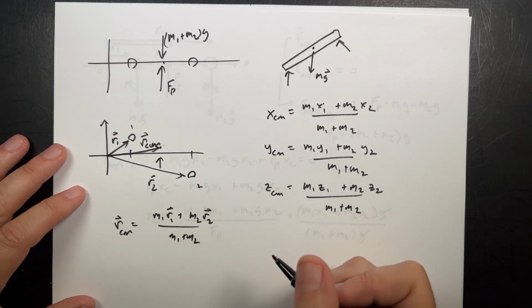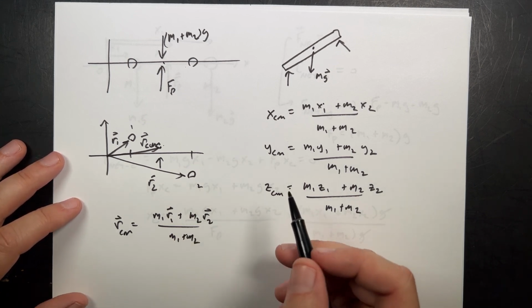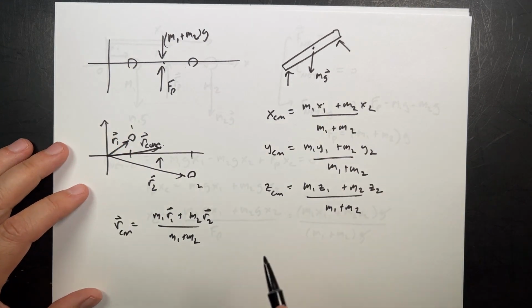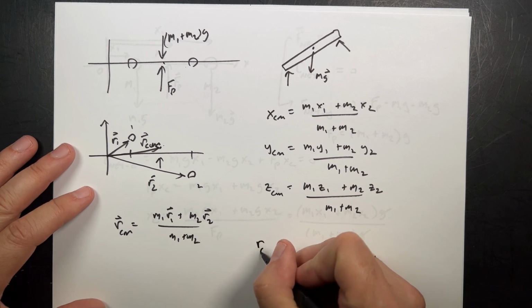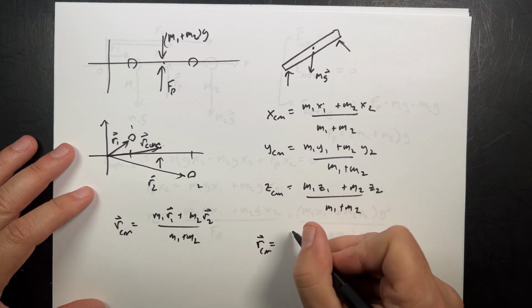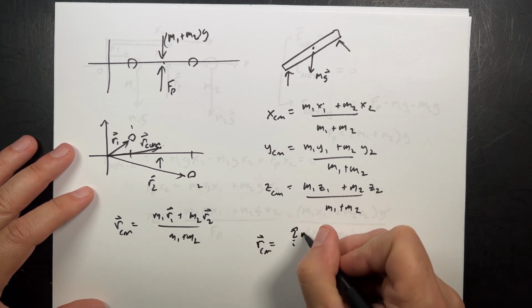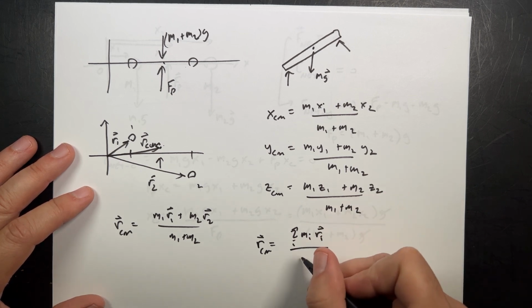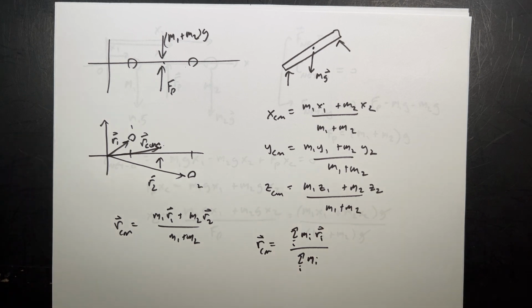Now, what if I have more than one mass? Well, if I have more than one mass, I just have more than one torque, and you just keep adding to that equation. And that's where we get this. R center of mass is equal to the sum over i of mi ri vector over the total mass, which is just the sum over i of mi. And that's how you find the center of mass.